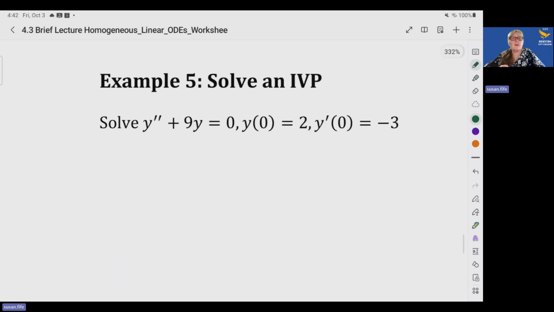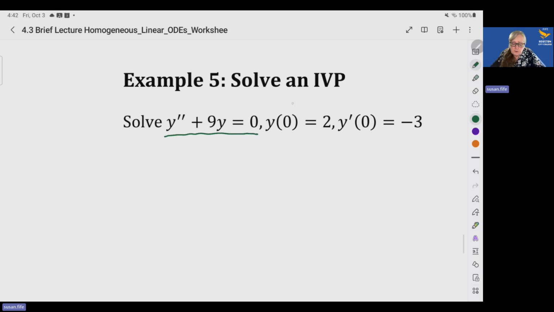And then the last example for this worksheet is solving an initial value problem. In this case, we're given the second order ODE, but we're given two initial values, or initial conditions. If you're given two initial values, you could solve a second order ODE to find the particular solution. Initial values are also called initial conditions.